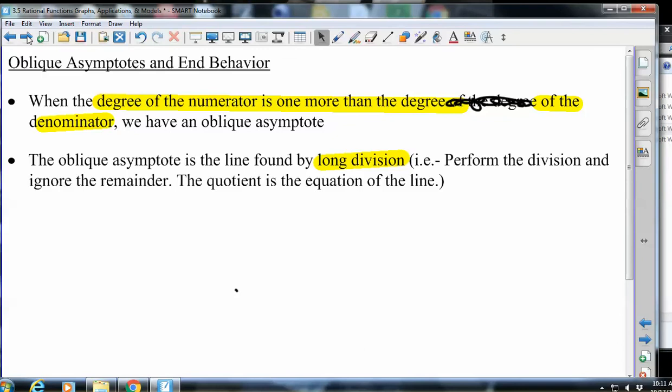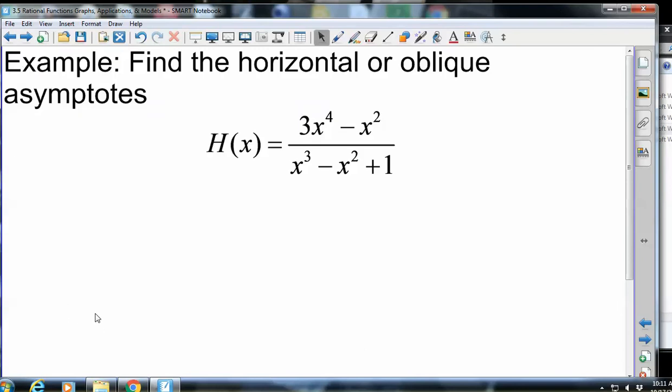Practicing finding asymptotes. When I look at this one, what is the degree of the top? 4. If it's multiplied out, you just take the highest one. The bottom? 3. So the top is bigger, can it be horizontal? No. It's exactly 1 bigger, so what kind is it? Oblique.